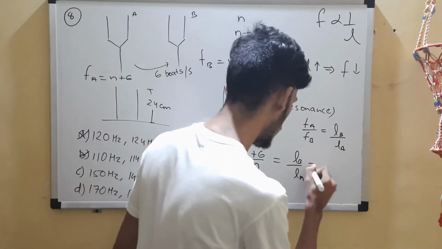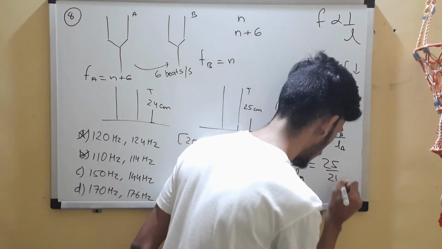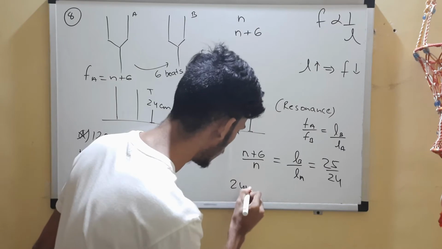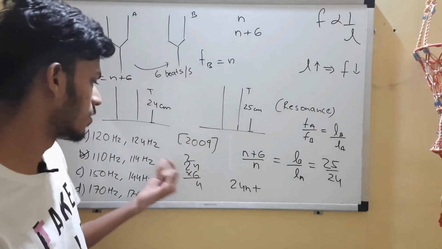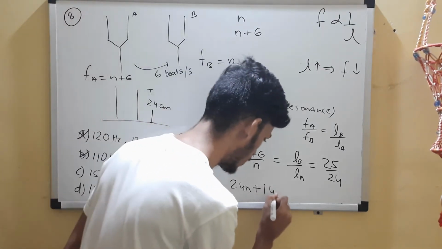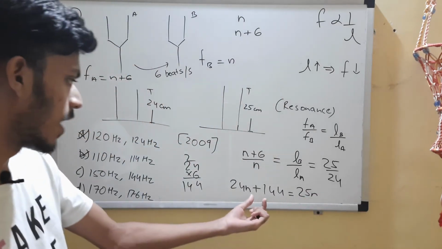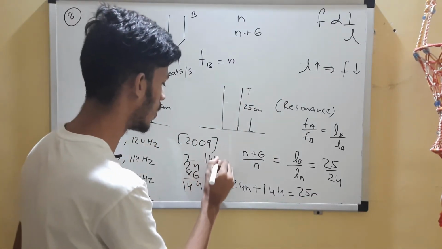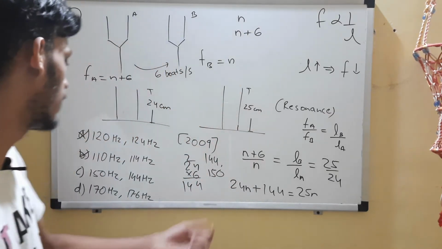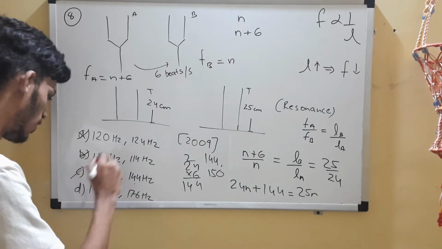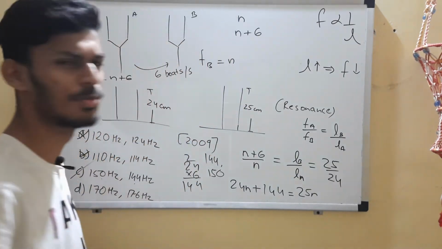Now just solve this. Length of B is 25 and length of A is 24 over here. So 24n plus 24 into 6, that gives you 144, and that will equal 25n. So you can see that the value of n is 144 and the value of n plus 6 will be, the other one is n plus 6, right? So 144 and 150. Option C is the correct choice. I hope the approach is very clear. Okay, let's move to the next question now.